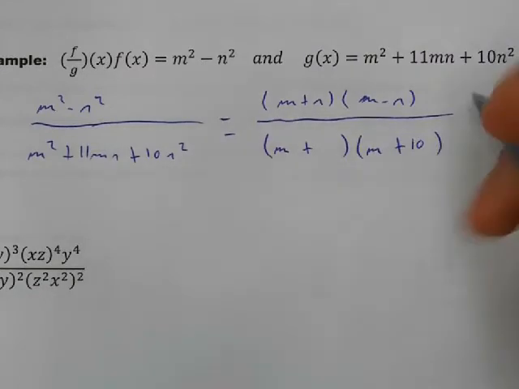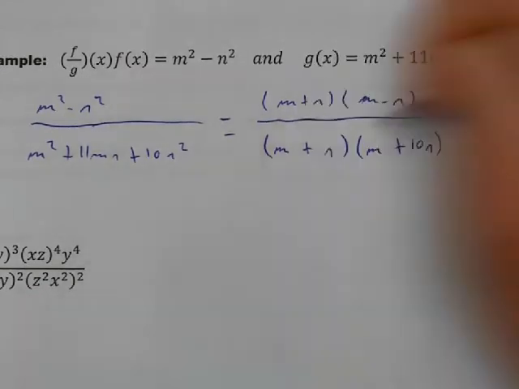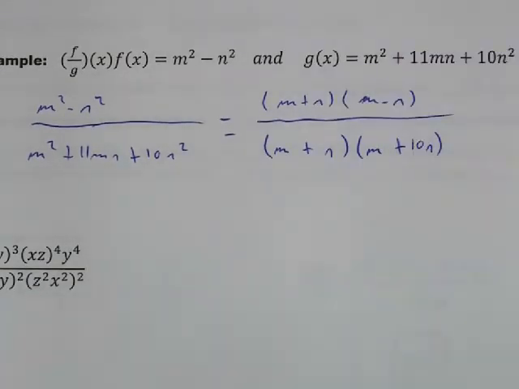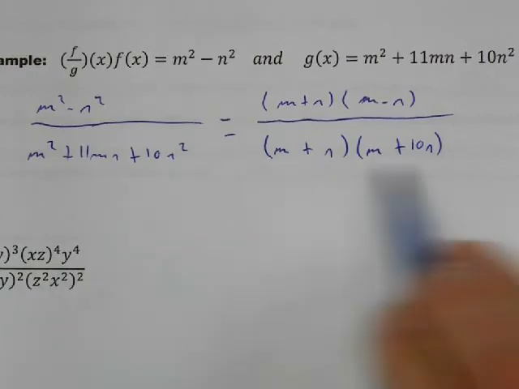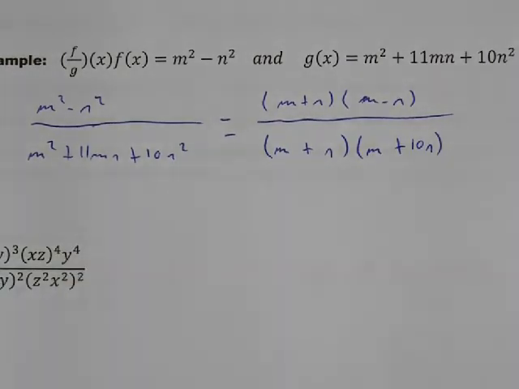Well, it's got to be 10n squared, so 10n and 1n, which we don't need to write the 1 in front of the n. Okay? But yeah, if I multiply this out, I will get this trinomial here. Okay, so we got that thing completely factored.